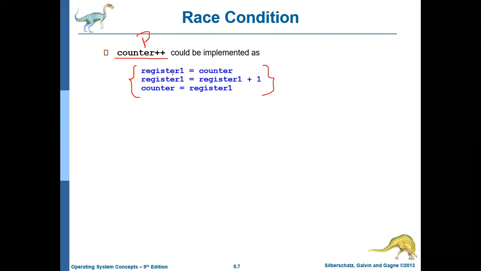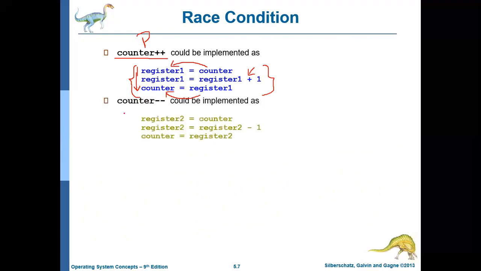So when the processor executes this, it will execute this single statement as three different statements. First, the processor will store the value of the counter in some general purpose register. Then it will increment the value of that particular register by 1. After incrementing, it will again store the value of the register to the counter.